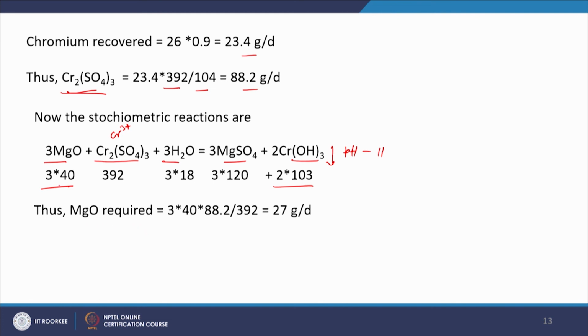So 3 into 40, this much MgO is required for the neutralization of 392 chromium sulphate, and then for the 88.2 gram Cr2(SO4)3 which is recovered, how much MgO was used? So 3 into 40 divided by 392 into 88.2. That is equal to 27 gram per day. So now we are able to solve this problem also.